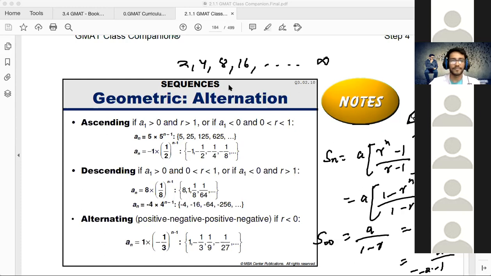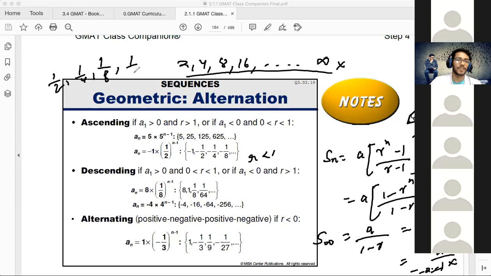The sum to infinite terms of a GP is not for this case, because the sum cannot be negative, when R is less than 1. I'll show you the example: 1 by 2, 1 by 4, 1 by 8, 1 by 16. A by 1 minus r when it goes on an infinite number of times. We'll solve problems on all this.